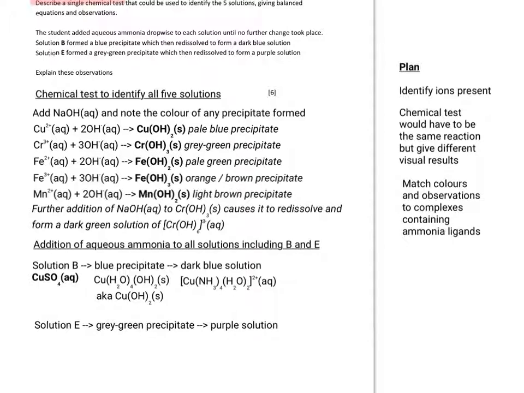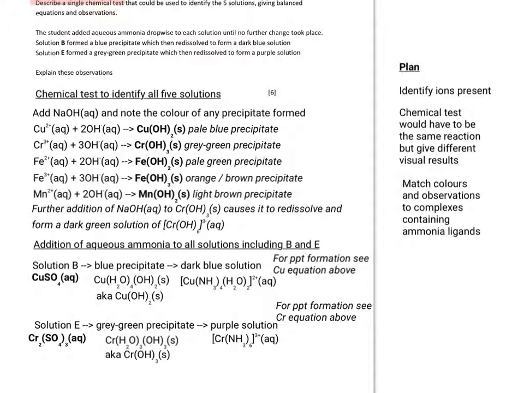Now let's do the same for solution E. So we've got the grey-green precipitate as chromium hydroxide, this time written as [Cr(H2O)3(OH)3], same as Cr(OH)3 from a bit further up the page. And the purple solution this time is the fully 6 coordinated with ammonia chromium 3+, so [Cr(NH3)6]3+ aqueous. Now I wanted the equations, so I need to put those in as well. Before we do that, let's identify solution E as chromium(III) sulfate aqueous.